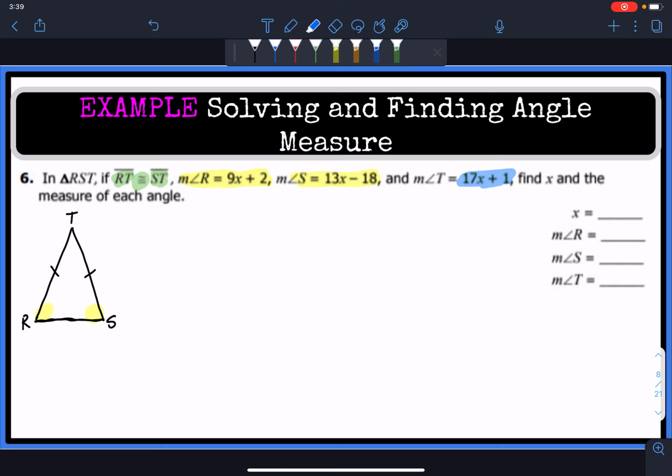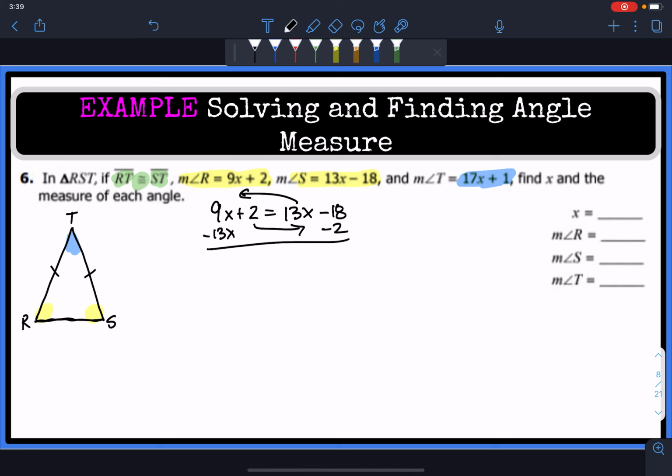So let me just highlight where angle T is. Angle T is going to be up there. But since we have an isosceles triangle, angles R and S are equal. So we can solve for x by having these two things equal to each other. With letters to the left and numbers to the right, we'll subtract 13x, making it negative 13, move this to this side, making it minus 2, and we have negative 4x is equal to negative 20. Dividing by negative 4, we find that x is going to equal positive 5.